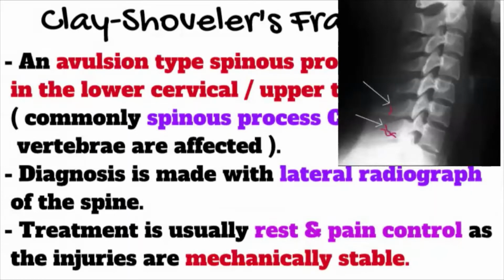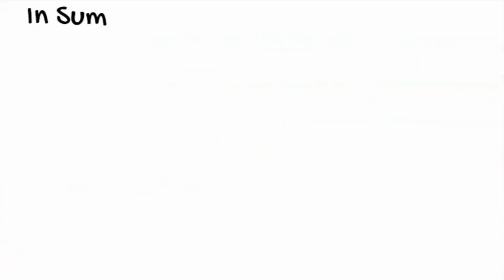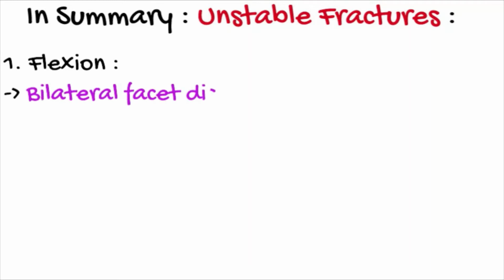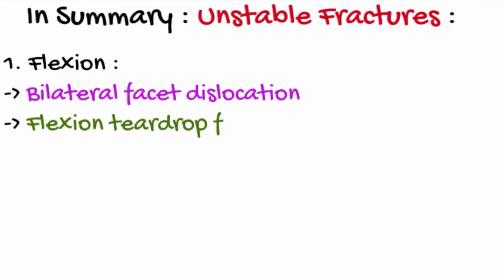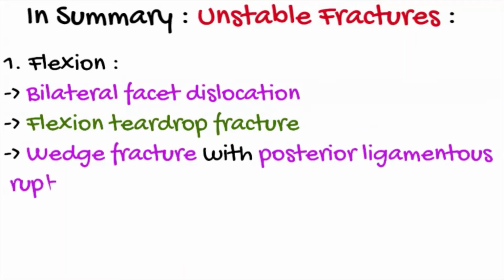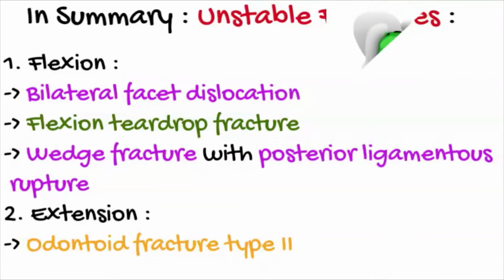So this answers our question. The most stable among the fractures is Clay-Shoveler's fracture. In summary, unstable fractures of the cervical spine involve: 1. Flexion type injury, for example bilateral facet dislocation, flexion teardrop fracture, and wedge fracture with posterior ligamentous rupture. 2. Extension type injury involving an odontoid fracture type 2.